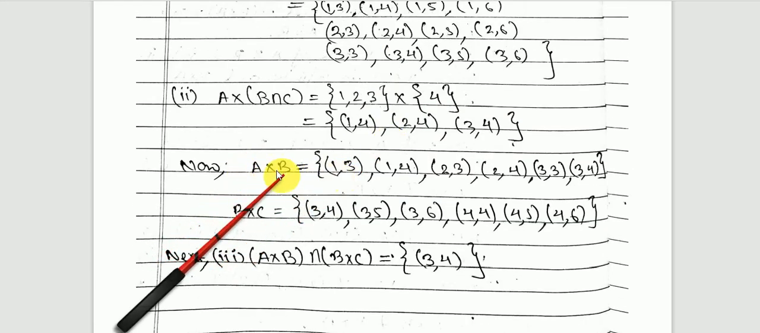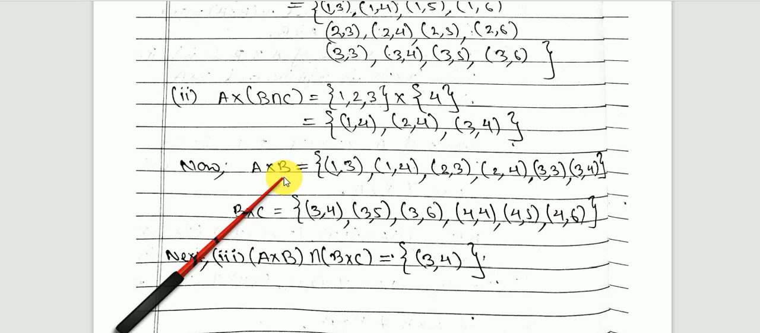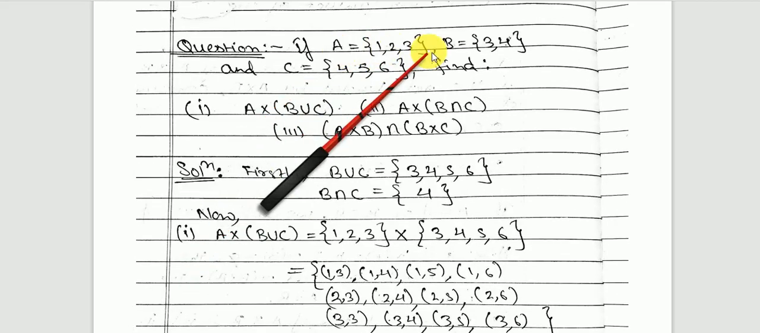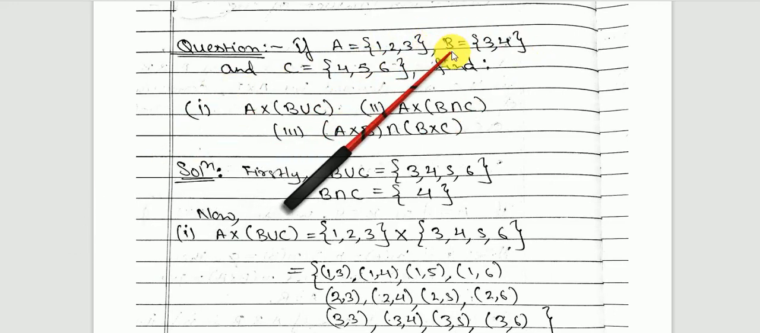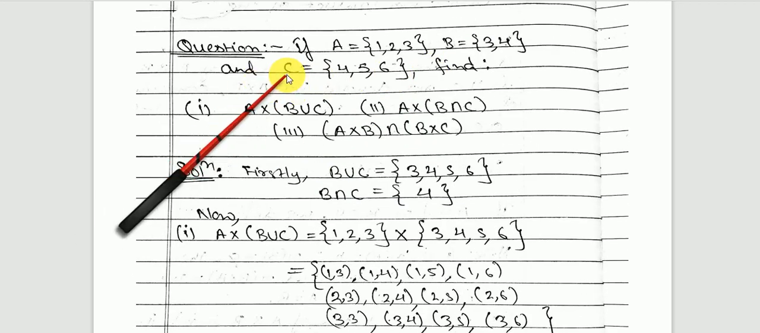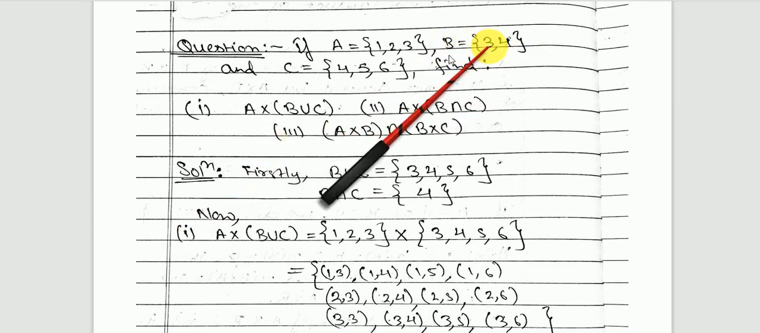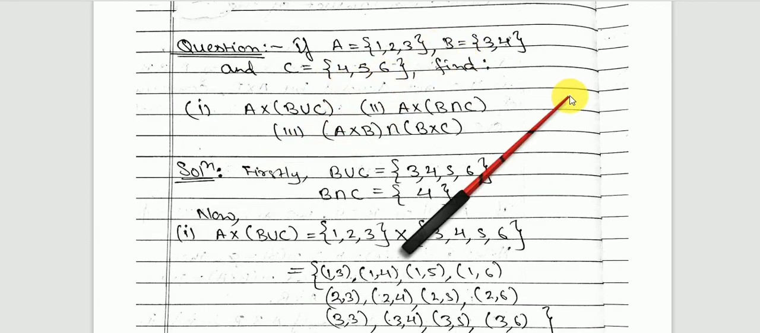Okay, so A cross B means it will contain ordered pairs where the first component will be from A and the second will be from B. So A cross B means 1 comma 3, 1 comma 4, 2 comma 3, 2 comma 4, 3 comma 3, 3 comma 4. Okay, next B cross C. Then 3 comma 4, 3 comma 5, 3 comma 6, then 4 comma 4, 4 comma 5, 4 comma 6. So that's how you get the Cartesian product of B cross C.